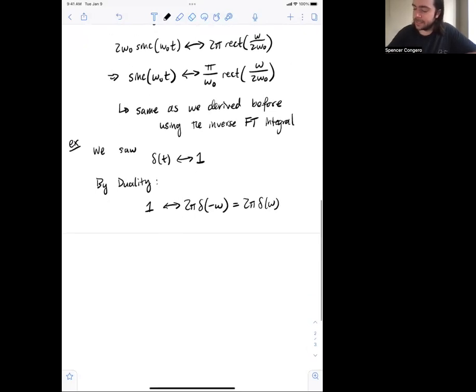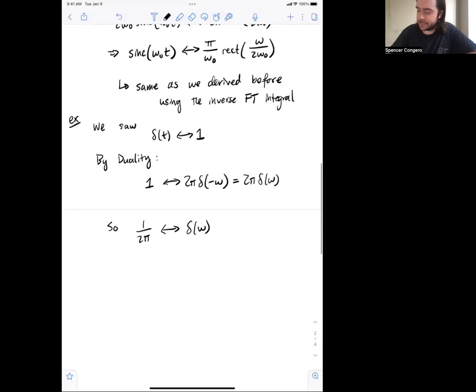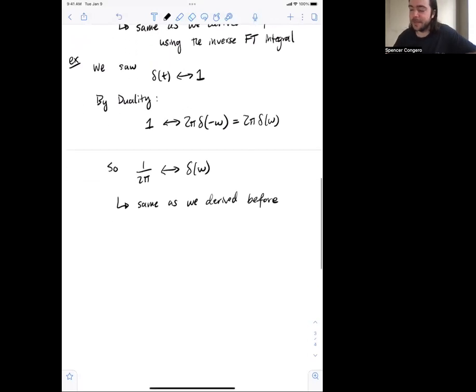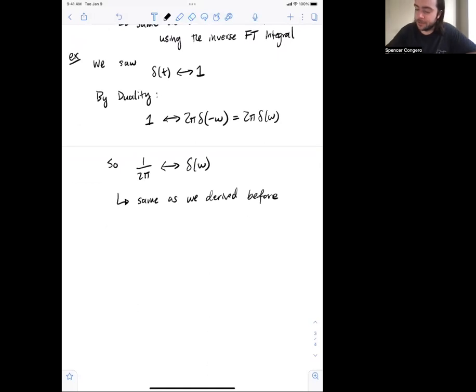And so what can I say? Just to make it look exactly like the property we had before, I'll divide both sides by 2 pi, and we get 1 over 2 pi as the Fourier transform of delta of omega. And this is, again, something that we saw before, but we used the inverse Fourier transform integral to get it. This is the same as we derived before. So you can use duality in a lot of cases to take one Fourier transform pair and get a second one almost for free.